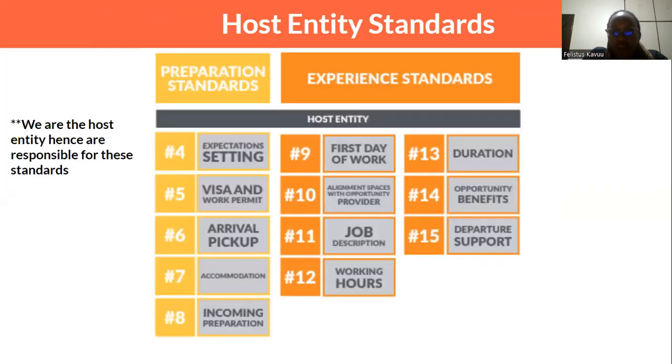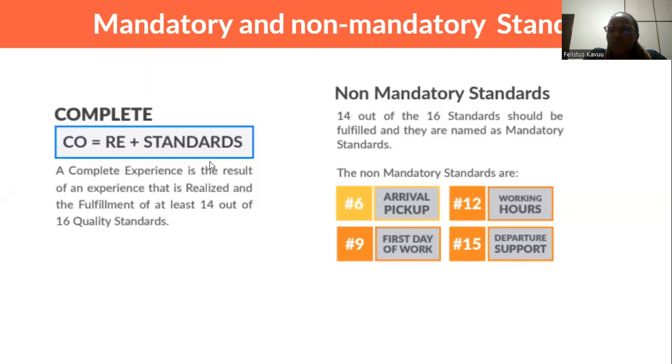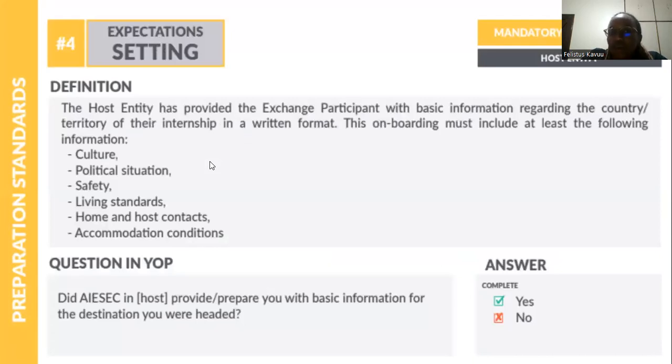We started with the standards, right? So these are the host entity standards, and for us, we start at standard number 4, which is expectation setting, which is what we have started here. The definition of this standard is that the host entity, that is us, has provided the EP with basic information regarding the country or territory of their internship, in a written format. Take note that it's in a written format.